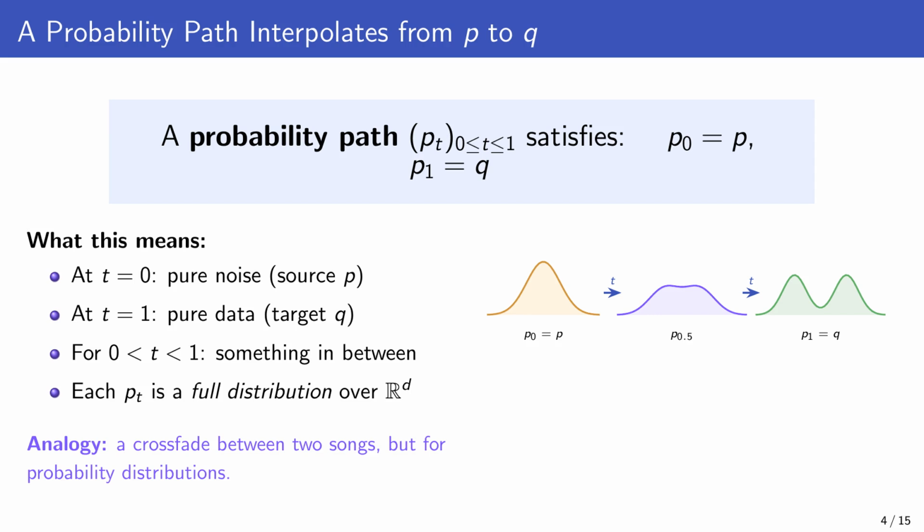A helpful analogy is a crossfade between two songs. At the start, you hear only the first song, at the end, only the second, and in between, you hear a blend. A probability path is the same idea, but for distributions instead of audio signals. On the right side of the slide, I have sketched what this looks like in one dimension. At t equals 0, we have a single Gaussian bump. At t equals 1/2, the distribution is starting to split into two modes. At t equals 1, we have the bimodal target. The distribution smoothly morphs from one shape to the other.